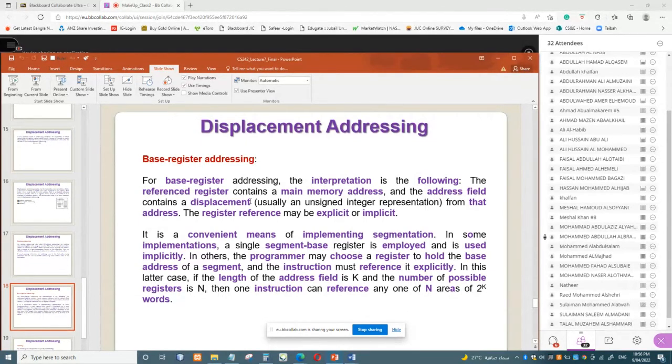Doctor, I just don't understand the displacement part. What do you mean by adding displacement? Okay, let me explain the displacement part.